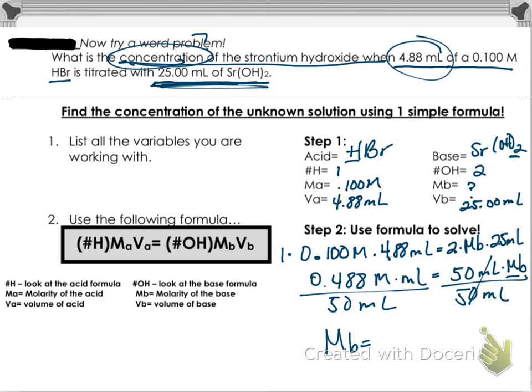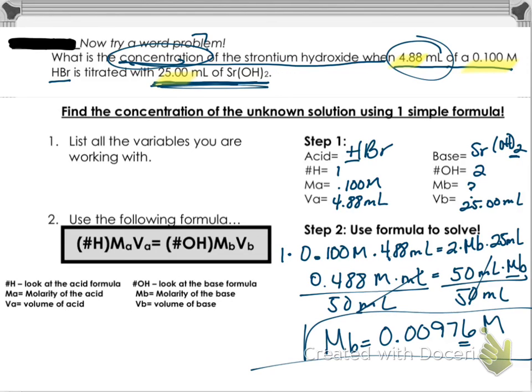And so we get 0.00976. You'll notice milliliters cancels, it's molarity. Hey, that's what you were solving for, awesome. And the last thing we'll look for are sig figs. So if we go back and look in this problem, 4.88 is 3, 0.100 is 3, 25 is 4, the least amount we have is 3, so I can actually leave this exactly as is. So 0.00976 molar is our concentration of strontium hydroxide.